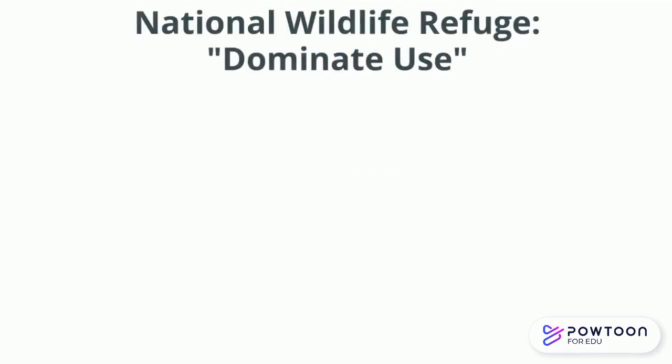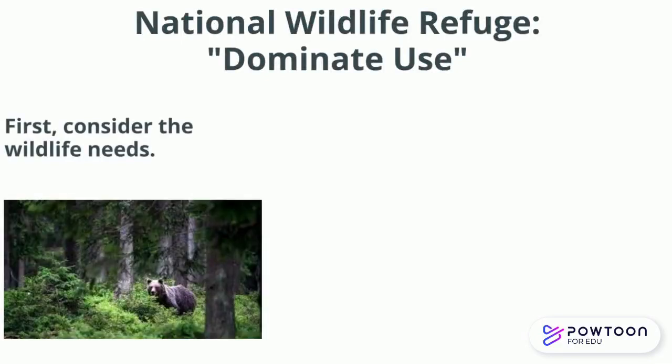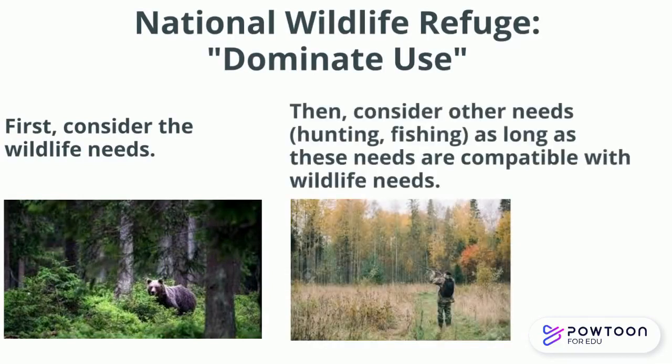For national wildlife refuges, the federal government applies a dominant use doctrine. First, the dominant consideration is protection of wildlife. As long as this need is met first, then other uses such as recreation or economic uses are allowed, but only if compatible with the purpose for which the refuge was established.